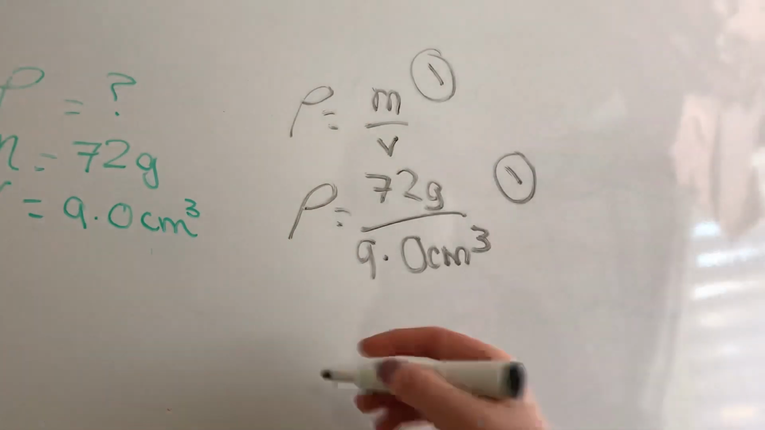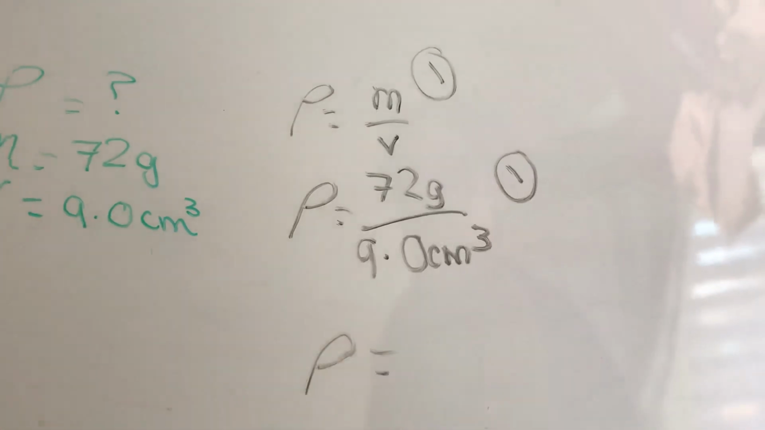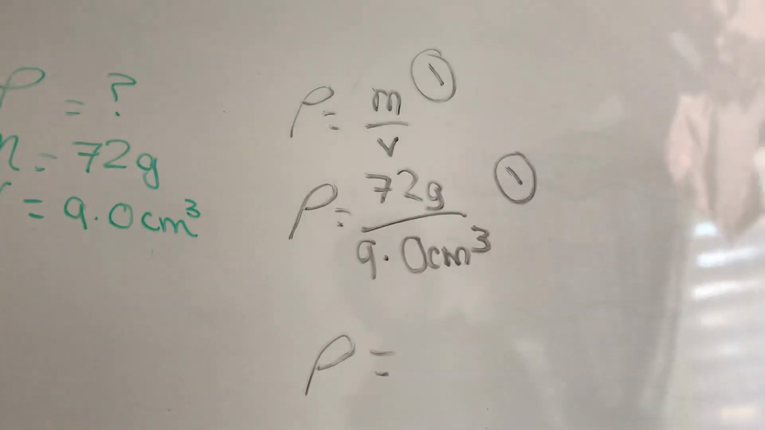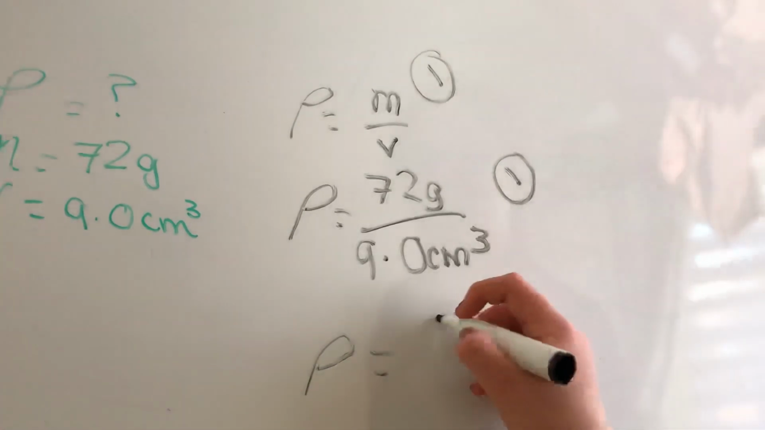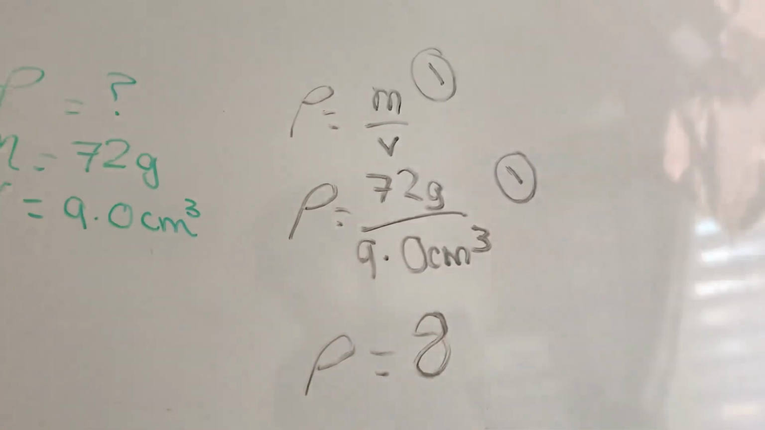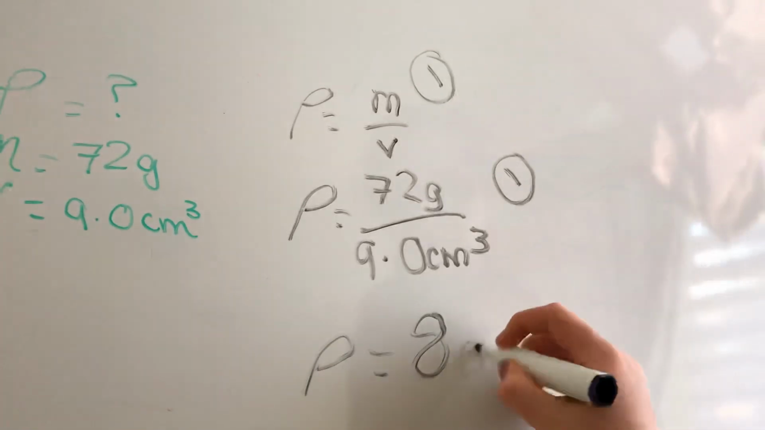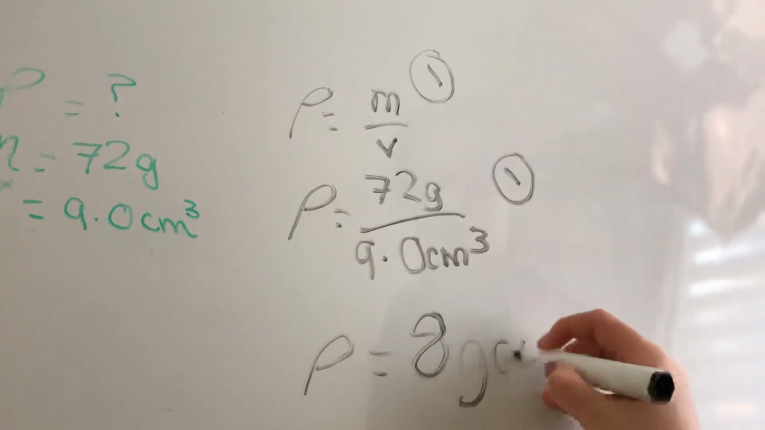And finally, we've got to give our answer. So what is 72 divided by 9? It is 8. So the answer is 8. But what units does density come in? The units for density is grams per cubic centimetre. So it's 8 grams per cubic centimetre.